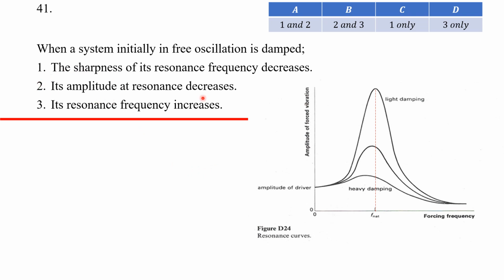Again, for 2, its amplitude at resonance decreases. That's very true. This is our resonance frequency right here, right? That's when the forcing frequency equals the natural frequency. And you notice that as you increase the damping factor in the medium, or when you increase the damping force, the amplitude is decreasing, okay? And so our answer is A then.